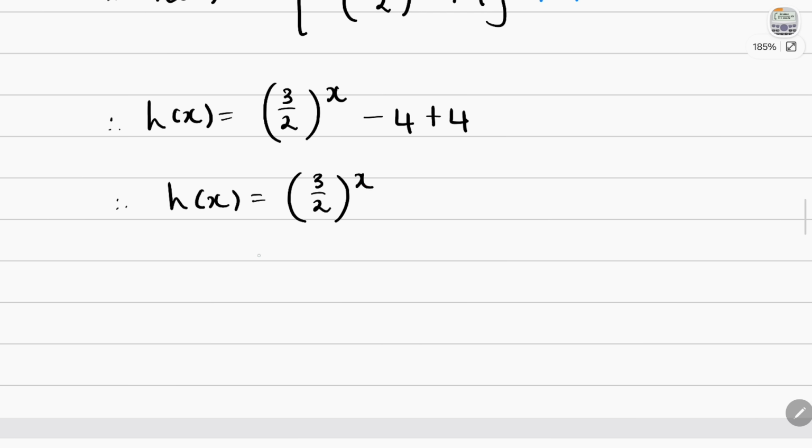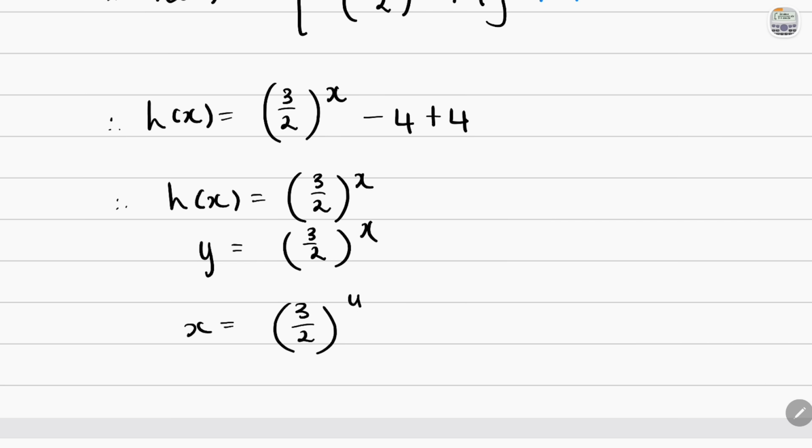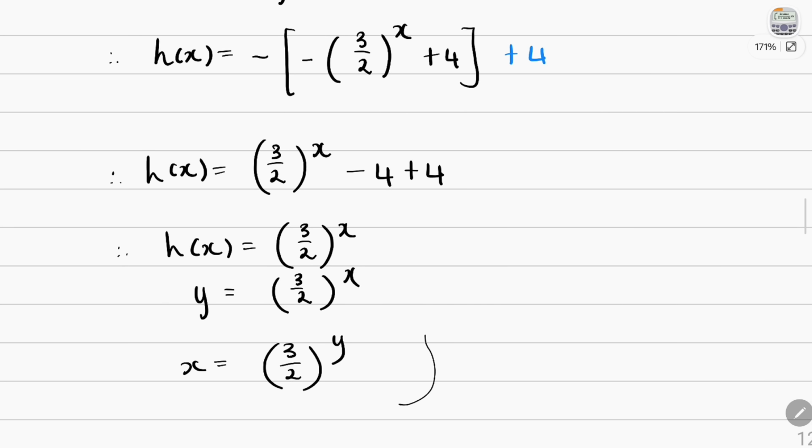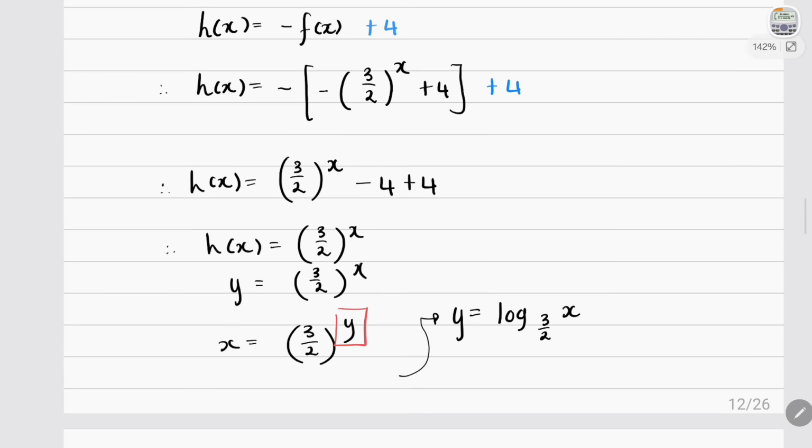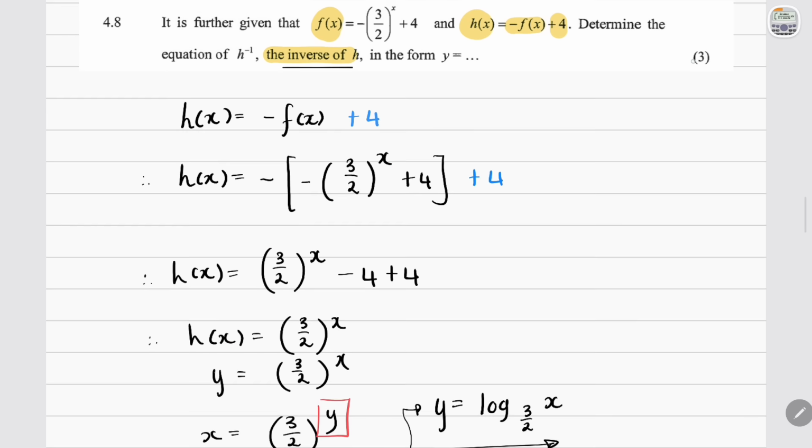To find the inverse, you're just going to call it y is equal to 3 over 2 raised to the power of x. Then step 1, swap x and y. So we replace this with x is equal to 3 over 2, and then the x becomes y. Then make y the subject. To do that, y is equal to, you're making an exponent the subject, so you're going to use log. What is our base? Our base is whatever number is carrying the exponent, so that is the 3 over 2. So our base is 3 over 2, and then you just say x. There we go, that is the inverse of h.